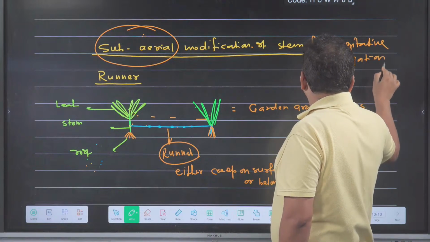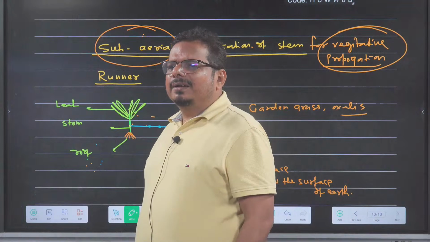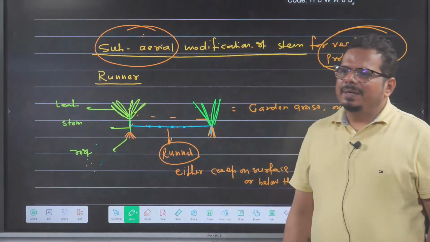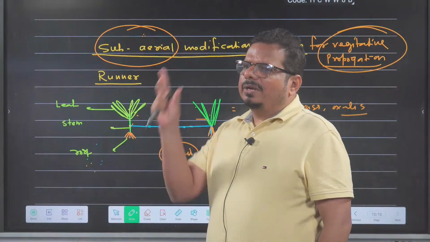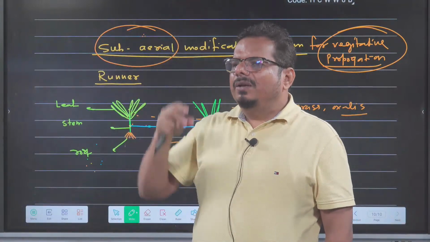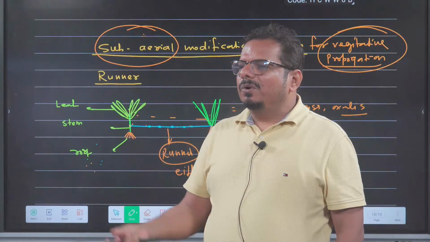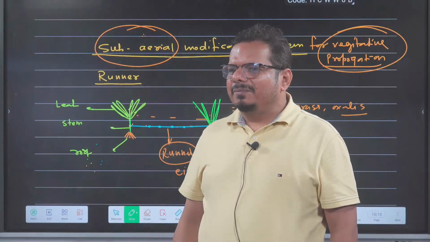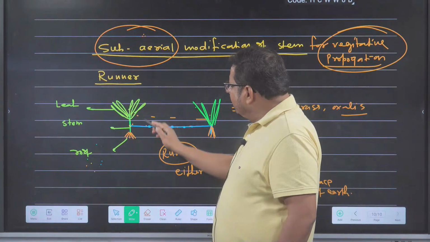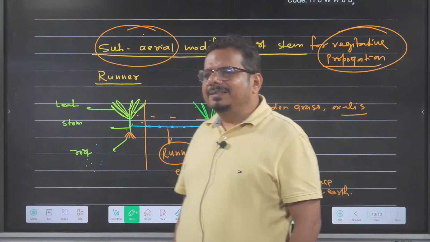Subaerial modification of stem for vegetative propagation. So all underground and subaerial modifications have a role in vegetative propagation. From a potato stem, we can get a new potato plant. From onion, we can get a new onion. From ginger, new ginger can come. From turmeric, new turmeric can come. From colocasia, a new colocasia plant will come. And from doob grass, you just plant it, and from here a new plant will come, many grasses will come. Getting the things or not?